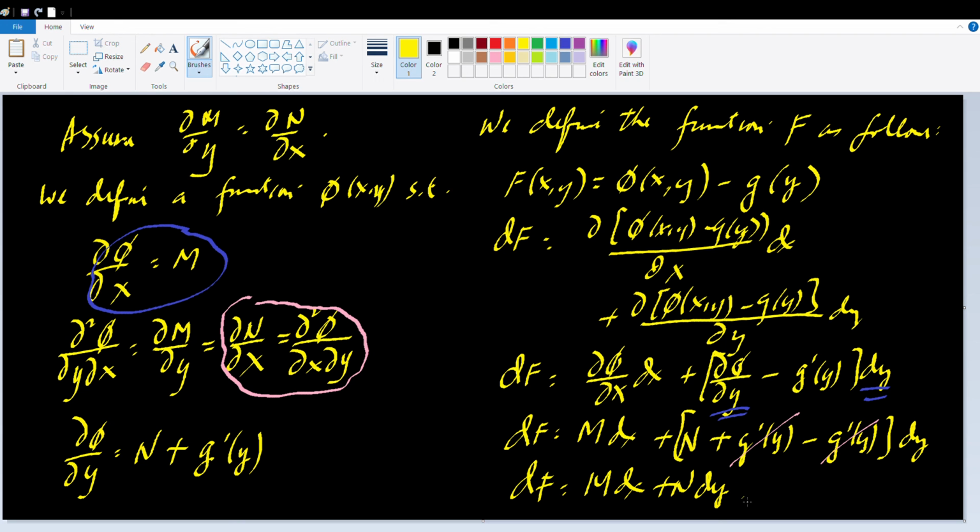So at this point, we have already shown that for the given equation M dx plus N dy equal to 0, where the partial of M with respect to y is equal to the partial of N with respect to x, we were able to get a function F whose differential is equal to the given differential equation. So to wrap it up, we state the following theorem.